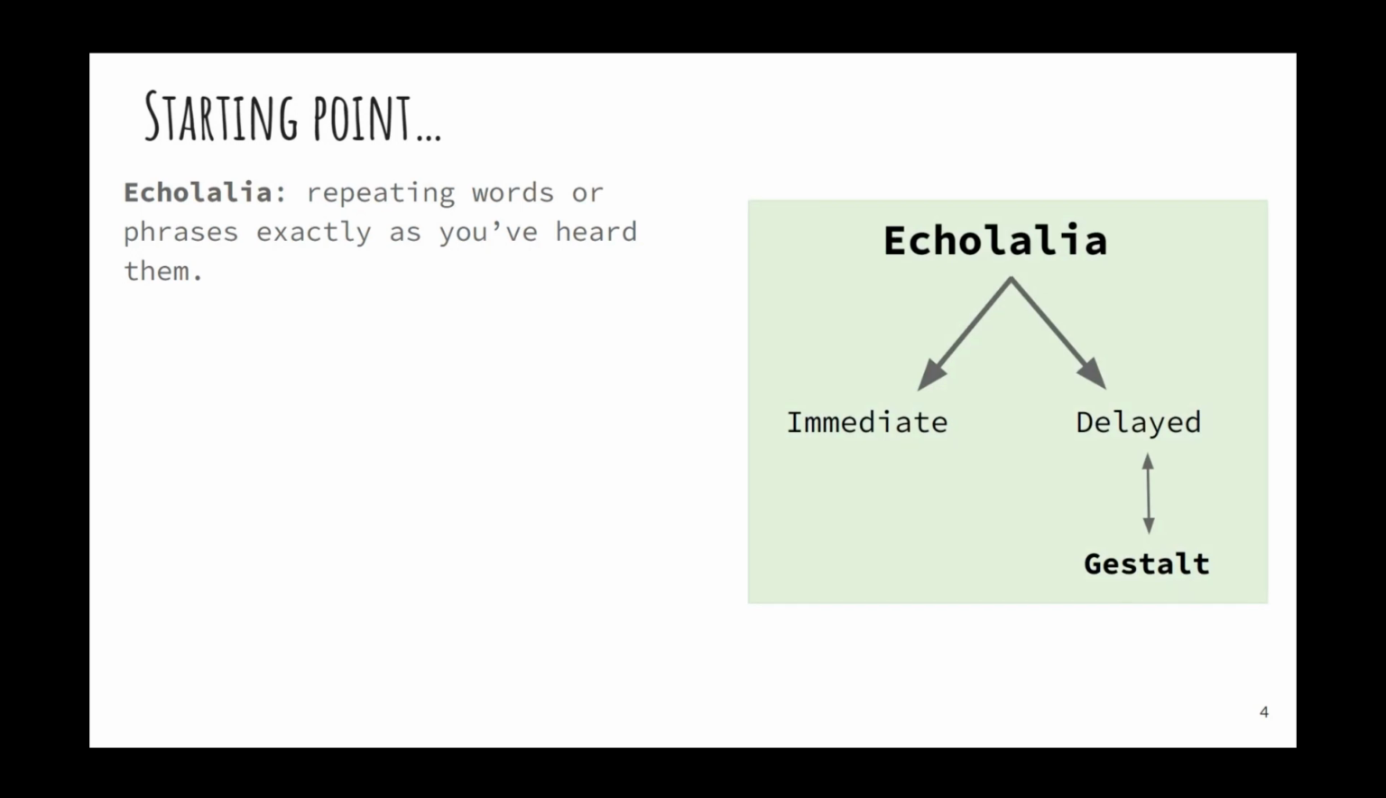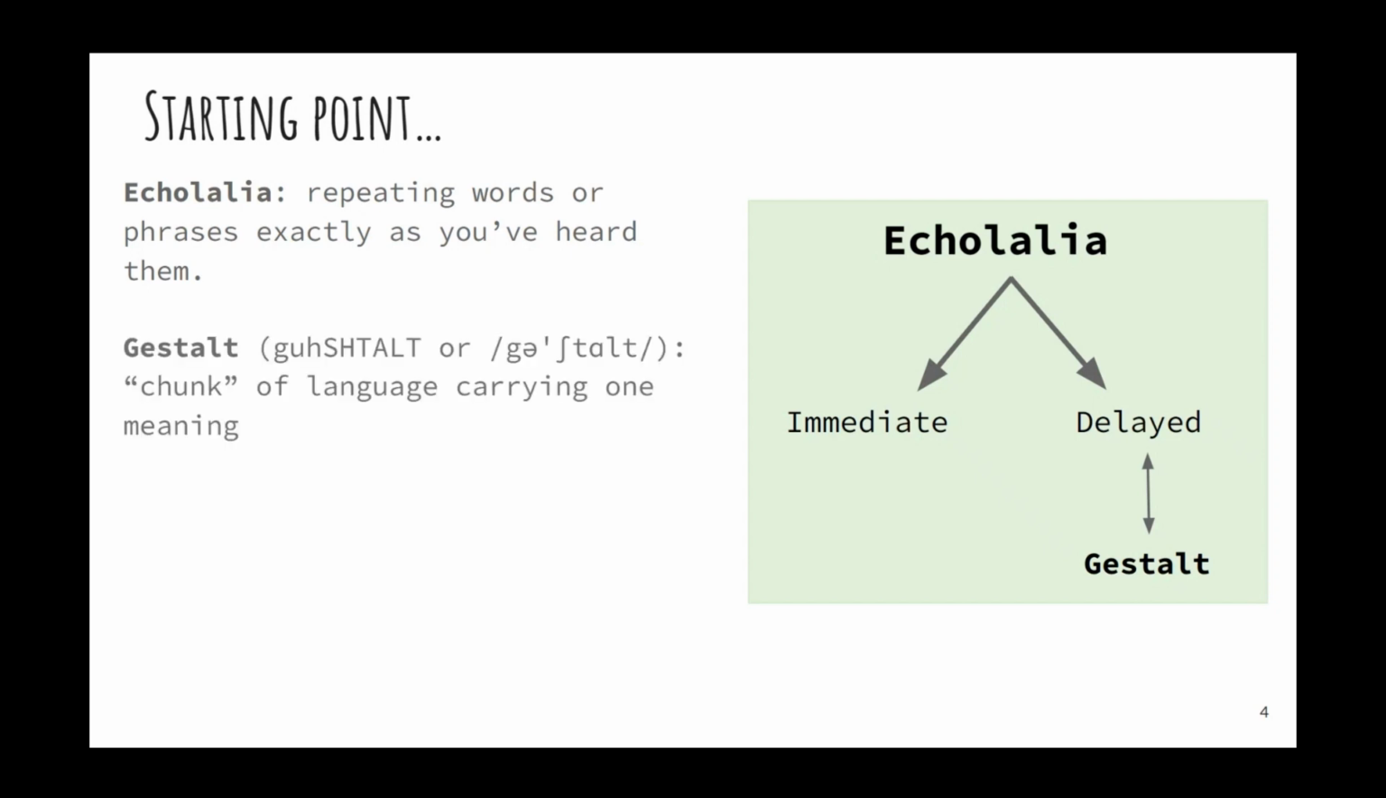There are 2 types of echolalia. You've got immediate echolalia, which is when you repeat a word or a phrase right after you've heard it or after a very brief delay, and delayed echolalia, which is when you repeat a word or a phrase quite some time after you've heard it. The phrases and words used in delayed echolalia can also be called gestalts.